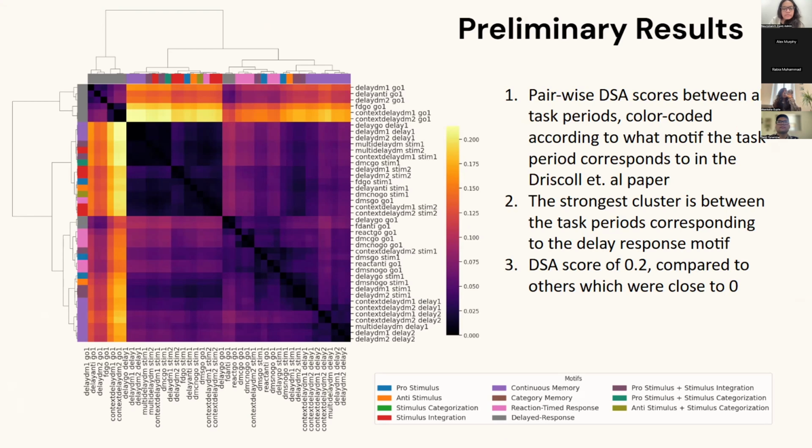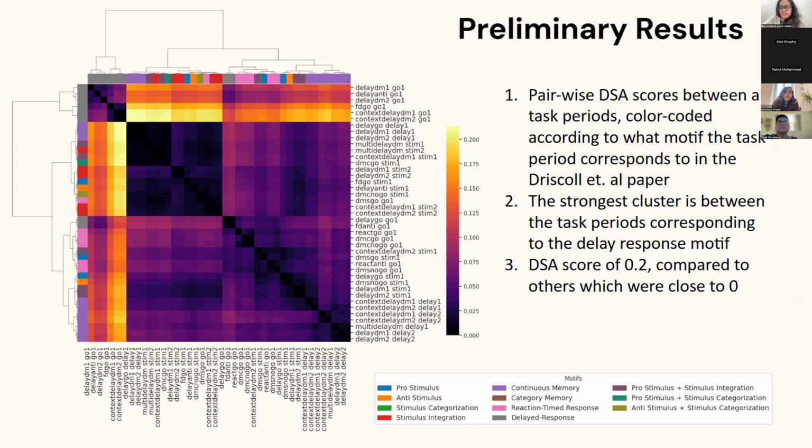The color bars on the top and on the left of the heat map categorize all of these task periods by their assigned dynamical motif. This allows us to visually group the comparisons by motif identity. We found that for 7 out of the 8 motifs, task periods had similar DSA scores of close to 0, meaning that their internal states were largely similar according to this method.